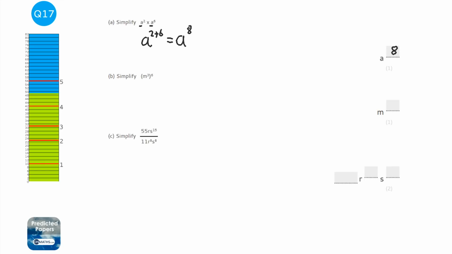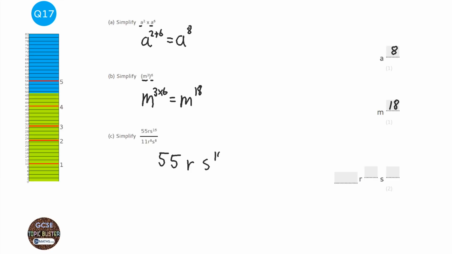The next rule says if you've got a power inside the bracket and outside the bracket, you times them together. So it's m to the power of 3 times 6, which is m to the power of 18. Now this last one's a little bit more complicated, and I'm going to write it out so I've got a bit of a larger one to play with.